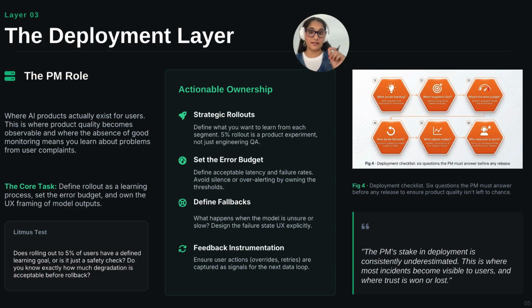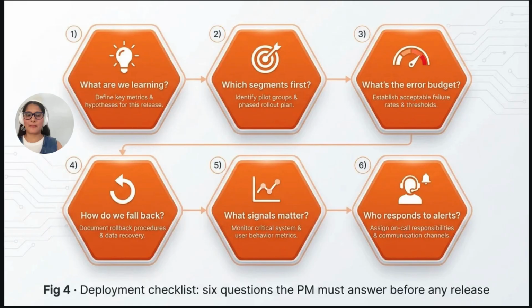Why? It's important because what happens when the model is slow? What happens when it is uncertain? What does the user see when the feature cannot deliver? The failure state is part of your design. If it's under-designed, it will be bad by accident, and you don't want that.